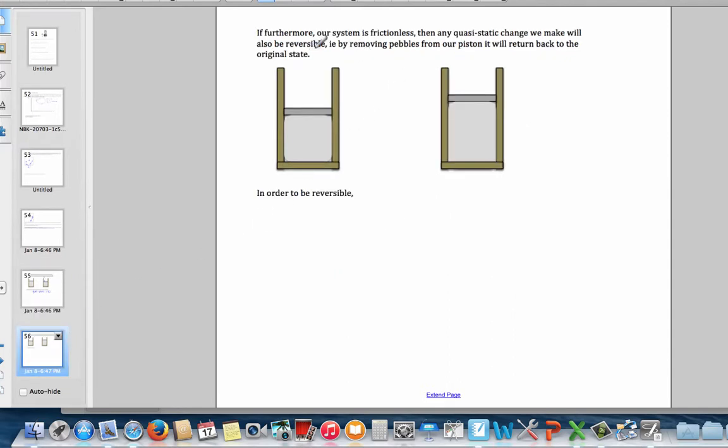Now, if our system is also frictionless, then it should be true that if we take these pebbles off very slowly, one by one by one, our system will come back to its original state. That's only true if there's no friction here. Because if there's friction here, then you're going to be heating up the walls of the container, and some of your internal energy is going to be lost. But if there's no friction at all, then it should be reversible.